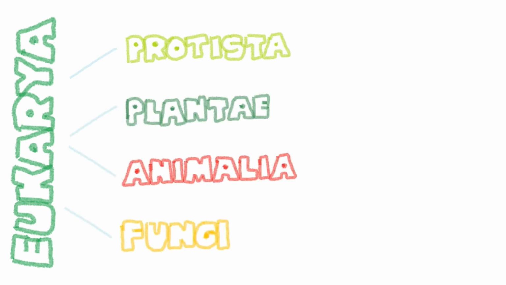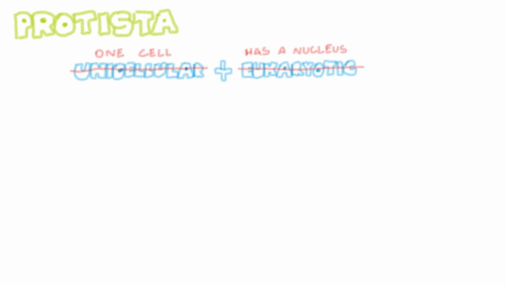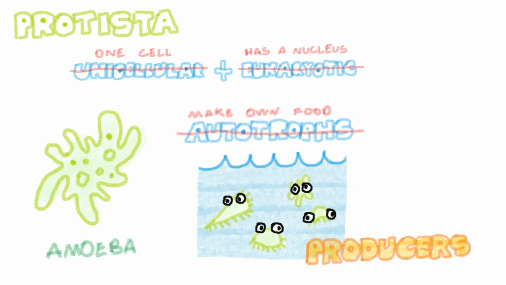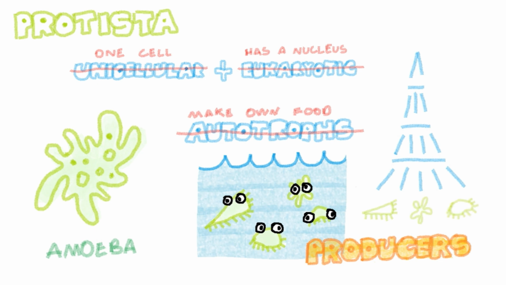Eukarya includes all eukaryotic cells. That means the ones with a nucleus. We divide eukarya into 4 kingdoms: Protista, Plantae, Animalia, and Fungi. Let's start with Protista. This includes all the unicellular eukaryotes. I'm sure you've seen an amoeba before, a funky little single-celled guy. That's a protist. Autotrophic types of protists are super important to oceans as producers. That means they make up the bottom of ocean food chains.